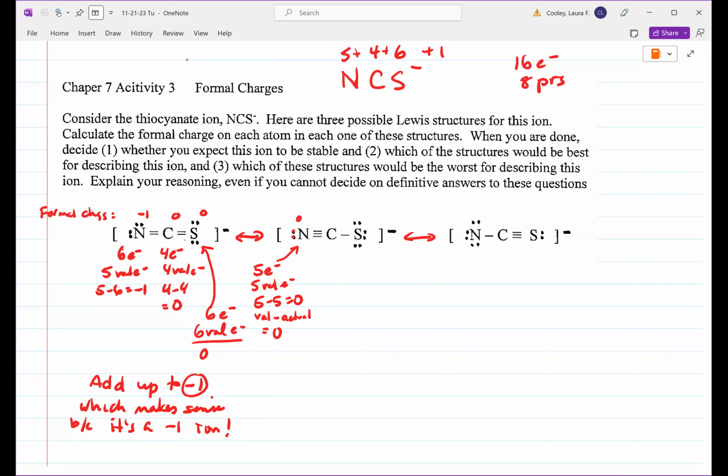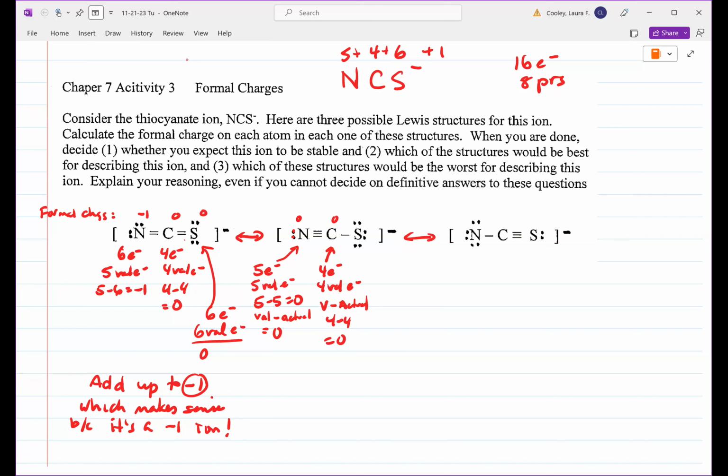What about this carbon here? Yeah, it's got half of each of those bonds. Half of a triple bond is 3 electrons. And then there's 1 from the half of the single bond. So it has 4 electrons. It has 4 valence electrons. Valence minus actual is 4 minus 4 or 0. Okay, so this is 0.